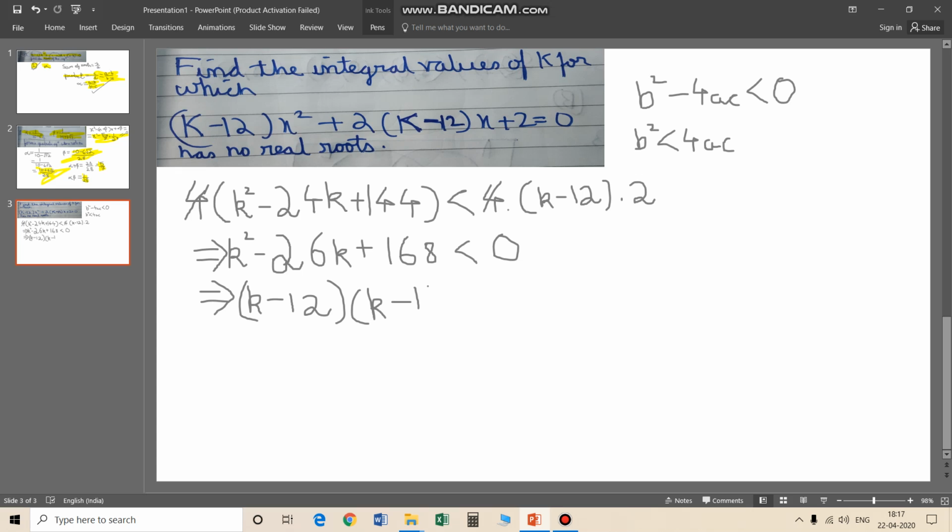Is less than 0. You must know the wavy curve method also for this. What does the wavy curve method say? It's nothing but a method to make problems easier. Here if you take it equal to 0, k's value will be 12 and 14, right? Then we plot 12 and 14 on a number line.